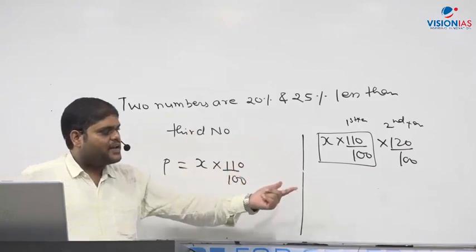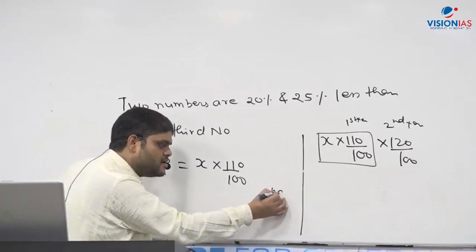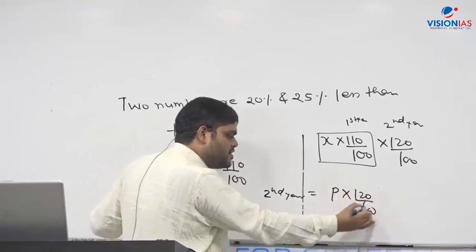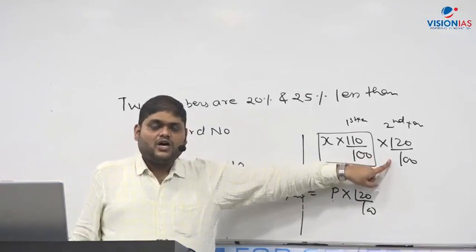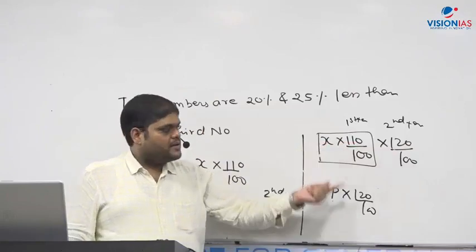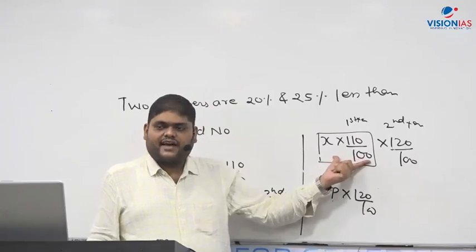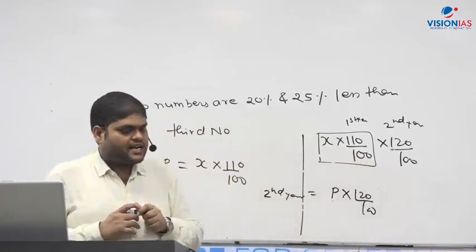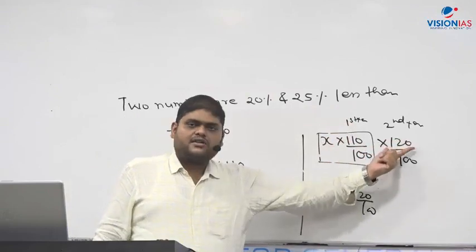In the second year, the value increases by 20%. So what will I write? For the second year, I will write P into 120 upon 100. And when you put the value of P here, the same thing will come or not? So this doesn't mean that you are increasing by 20% on the original value. You are increasing this 20% on this value, and this is the first year value. That means it is the successive increment or decrement case. So don't get confused here. This whole will show the first year value. Now you are increasing on the first year.